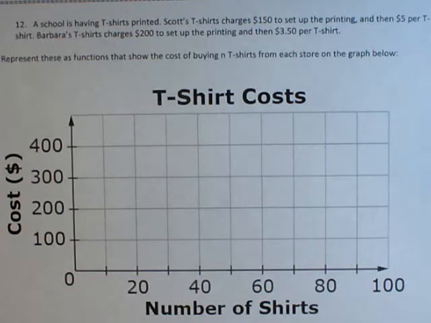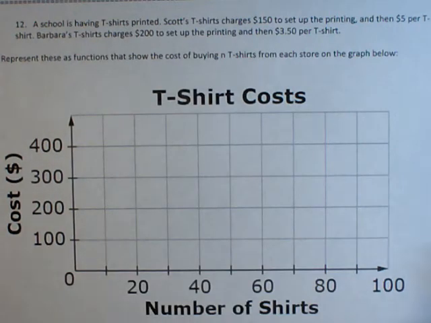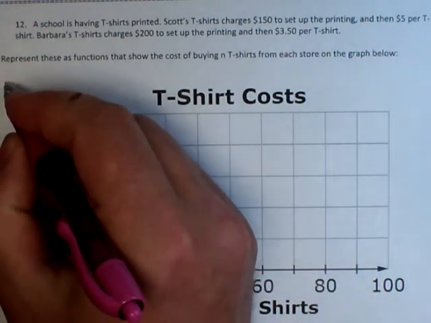Okay, so in this problem we have to show that we can take some information and make a function and graph of it. So a school is having t-shirts printed. Scott's t-shirts charges $150 to set up the printing and then $5 per t-shirt. So for Scott, I'm going to make this equation.